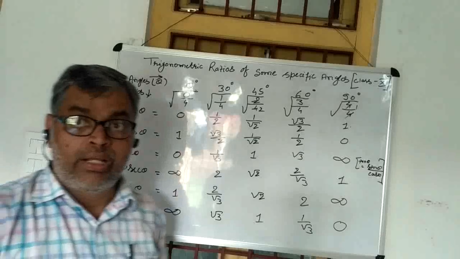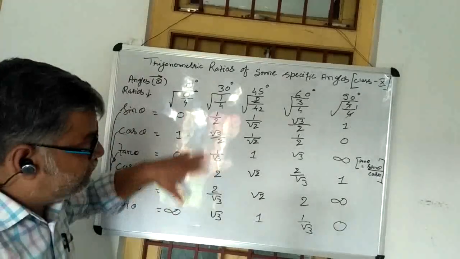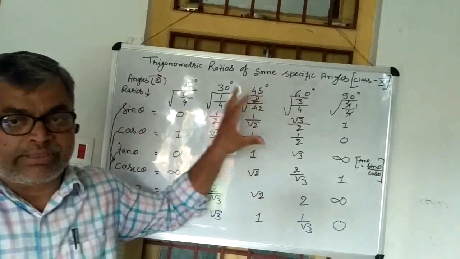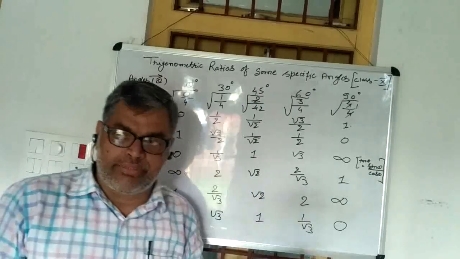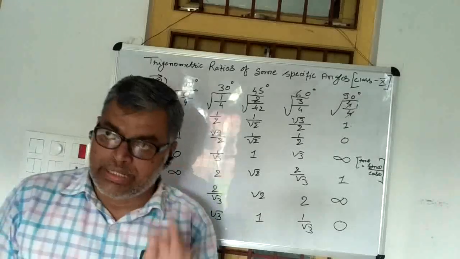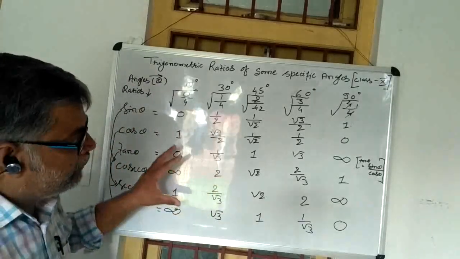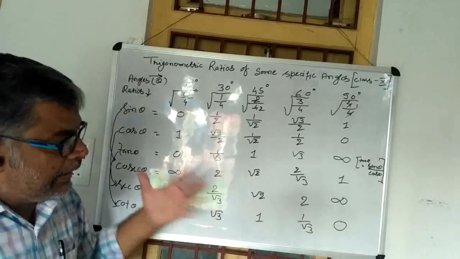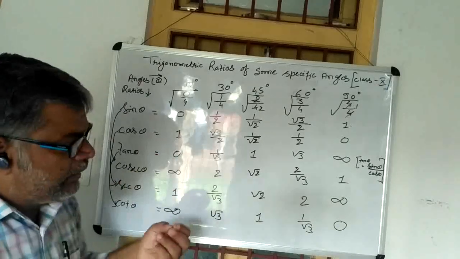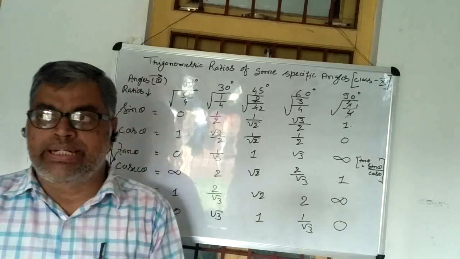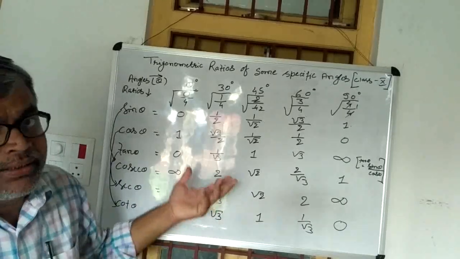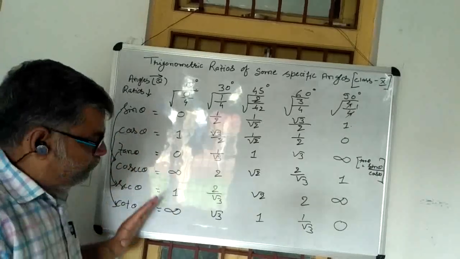So in this way we have prepared the chart of trigonometric ratios of some specific angles, and those specific angles are 0 degree, 30 degree, 45 degree, 60 degree and 90 degree. So this is the simplest way by which you can prepare the chart anywhere during the examination, in very little time, and you will use these values wherever required. So this is the way.